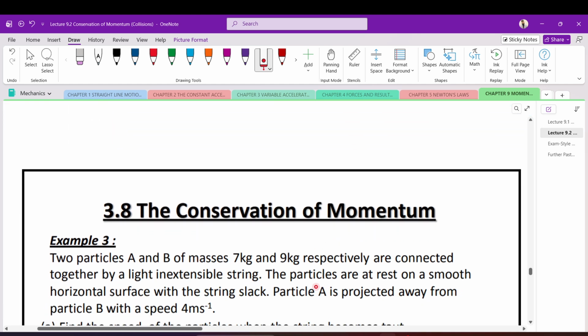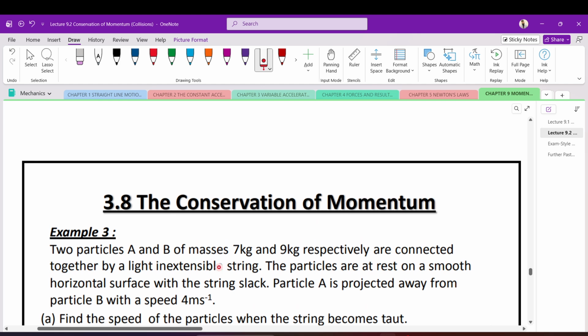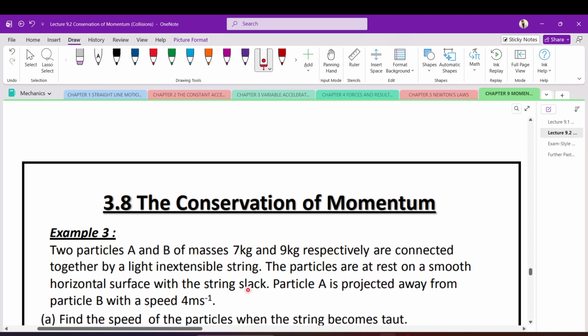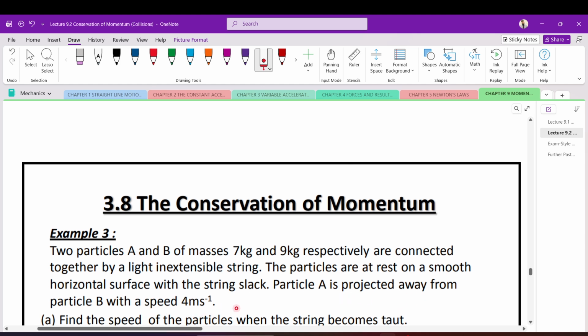Example 3. Two particles A and B of masses 7 kg and 9 kg respectively are connected together by a light inextensible string. The particles are at rest on a smooth horizontal surface with the string slack. Particle A is projected away from particle B with speed 4 meters per second. Find the speed of the particles when the string becomes taut.